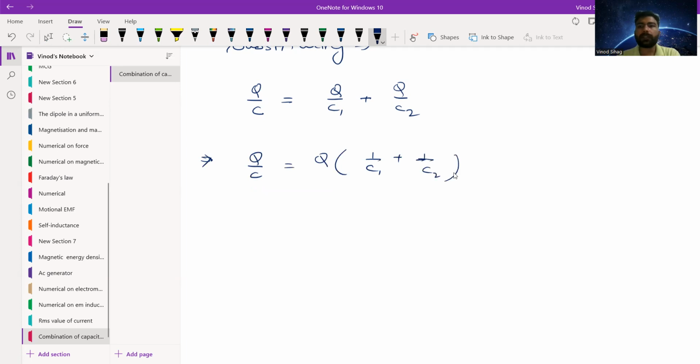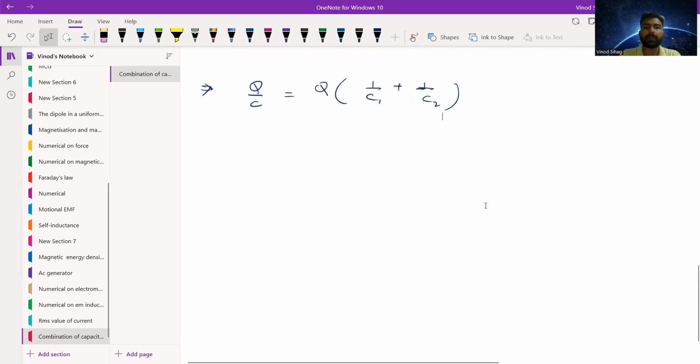Now, as we know that Q is in both the sides, RHS and LHS. So Q can be cancelled out and the equation will be formed as 1 upon C equals 1 upon C1 plus 1 upon C2. So this will be the equation of equivalent capacitance where two capacitors C1 and C2 were joined in the series connection.